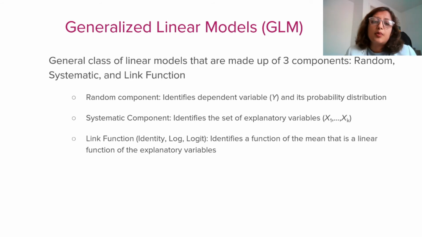The systematic component identifies the set of independent variables. In the previous example, it was the color, the brand, or even the price of the cosmetic that we were looking at. And finally, we need a link function, which could be identity, log, or logistic, in which case it identifies a function for the mean of the data points. That is a linear function in terms of these explanatory independent variables, which are my x's.